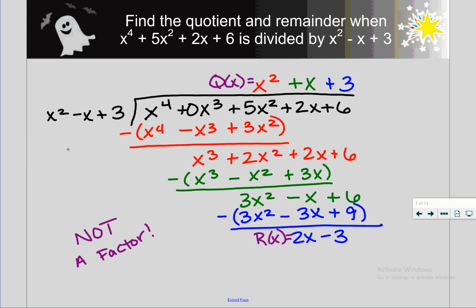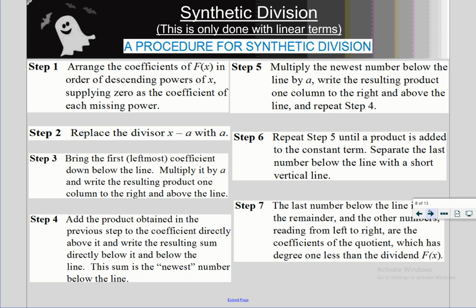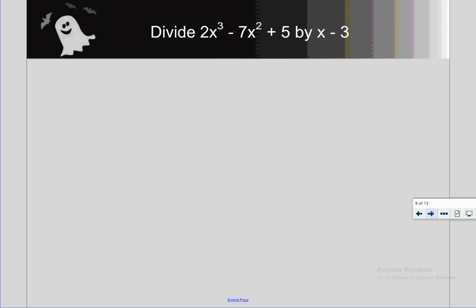Now, synthetic division, and again, I put the steps on here for you if you need to refer back, but you really are not going to need to, okay? Synthetic division is used when we have a linear term that we're dividing in. So like x minus 3. X minus 3 has a degree of 1, so we can use synthetic division.